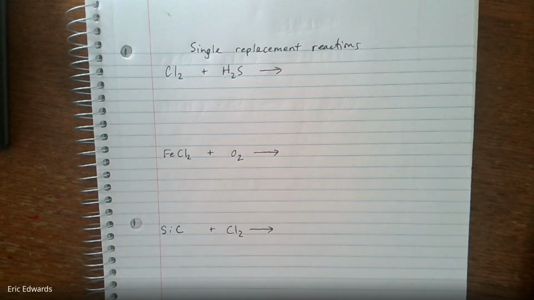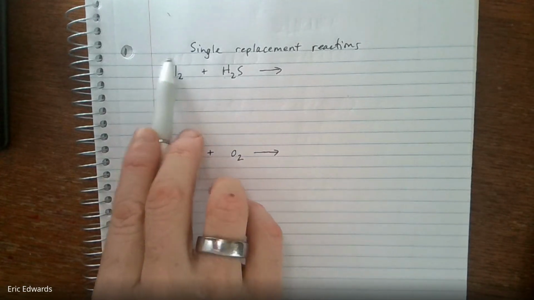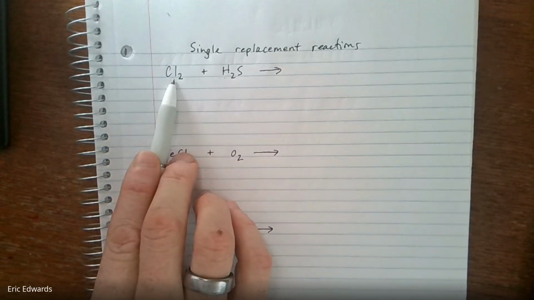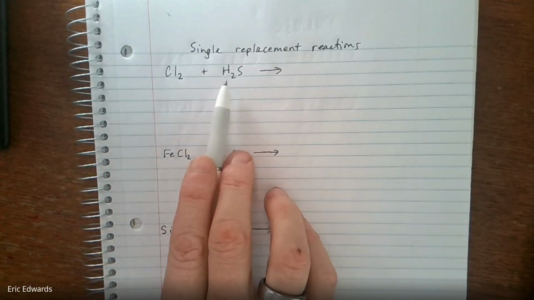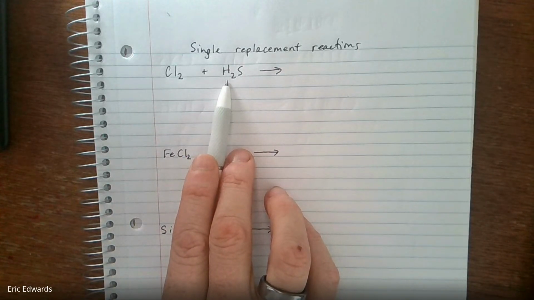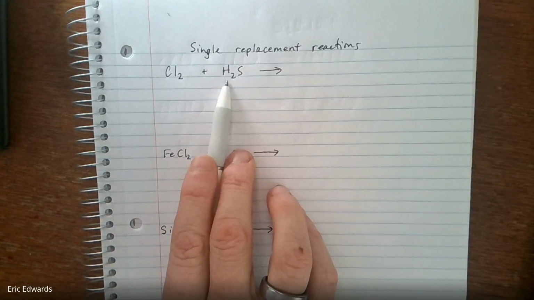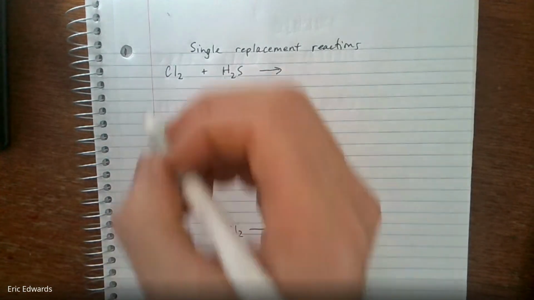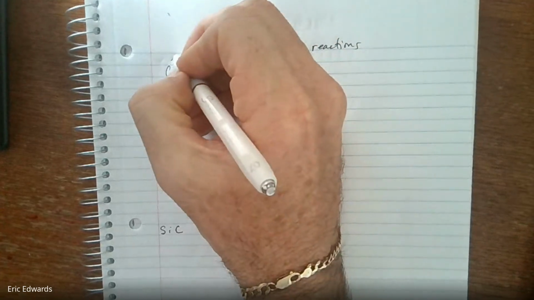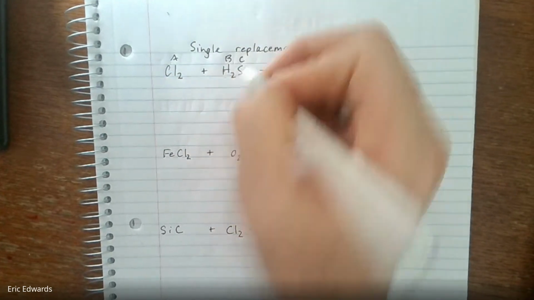Okay, so this video is about predicting products of single replacement reactions and then balancing those reactions, okay? So remember, with a single replacement reaction, we have something that's by itself, the chlorine in this case, that is added to something that has two things in it, a cation of sorts and an anion. So basically what we're going to do in this case is switch one of these two things. We're going to call this right here A, B, and C.